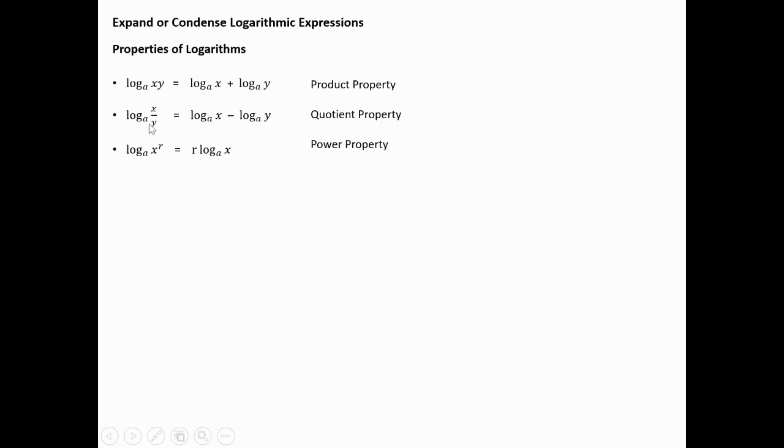And this is the quotient rule, in a similar manner to the product. But if it's division, it's going to be a minus in between: log base a of x minus log base a of y. And this is called the power property. If you notice, the power or the exponent goes to the front. And the same thing works for the natural log, the ln. You see the same rule applies for all three: for the product, for the quotient, and for the power.